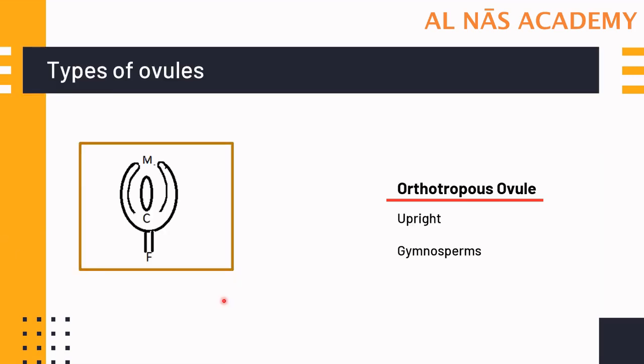The first one over here is the Orthotropous ovule. The Orthotropous ovule is upright. Here we can see the micropyle, chalaza and funicle. They are all in this straight line. That's the reason why it is also called a straight ovule, because the micropyle, chalaza and funicle are in a straight line, and it is very common in gymnosperms.